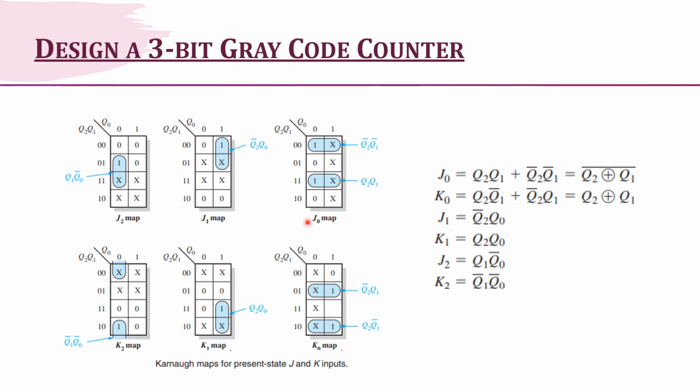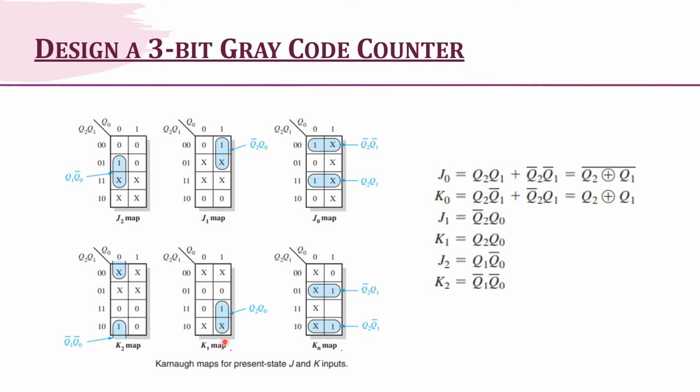Based on this, we get the simplified expression for J0 as Q2 Q1 plus Q2 bar Q1 bar. That is nothing but Q1 exclusive OR Q2, the whole bar. Similarly, K0 is equal to Q2 Q1 bar plus Q2 bar Q1. It is in the form A B bar plus A bar B, which is an exclusive OR gate, so it can be written as Q1 exclusive OR Q2. So J0 is equal to Q1 XOR Q2 the whole bar, and K0 is equal to Q1 XOR Q2.